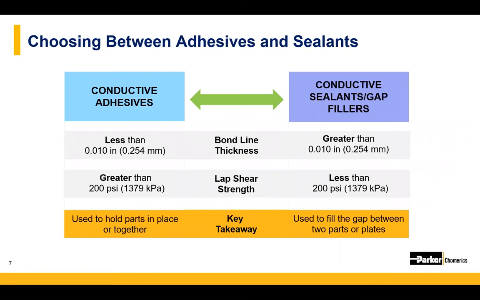So basically, do I need to glue something that I'm never going to take apart again, or am I doing something like sealing the seams to keep dirt, dust, and rain out, and EMI? We also wanted to mention that these classifications of what differentiates an adhesive versus a gap filler are very specific to Parker Chomerics, and this is just the terminology that we use to help distinguish products for our customers. So you may have heard it described in other ways in the past, but that's the differentiation we're making today.